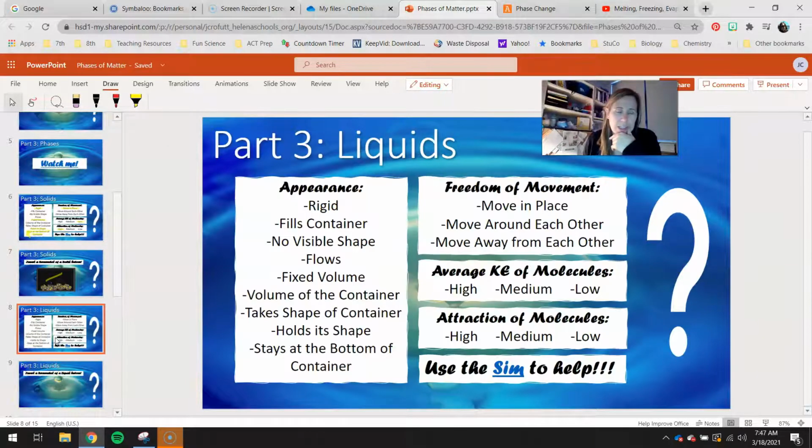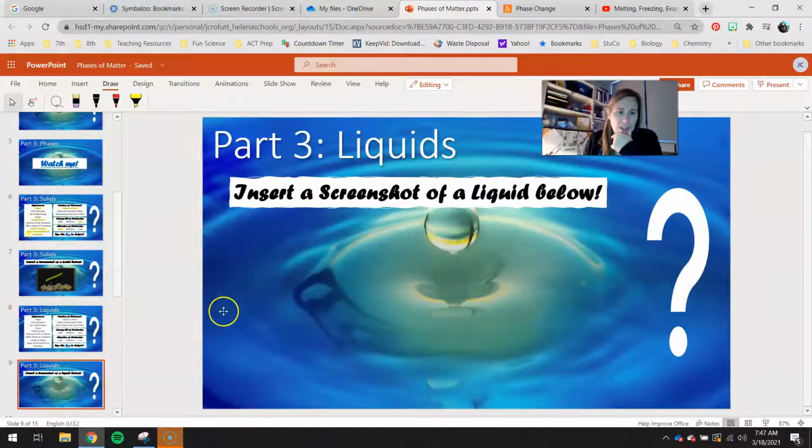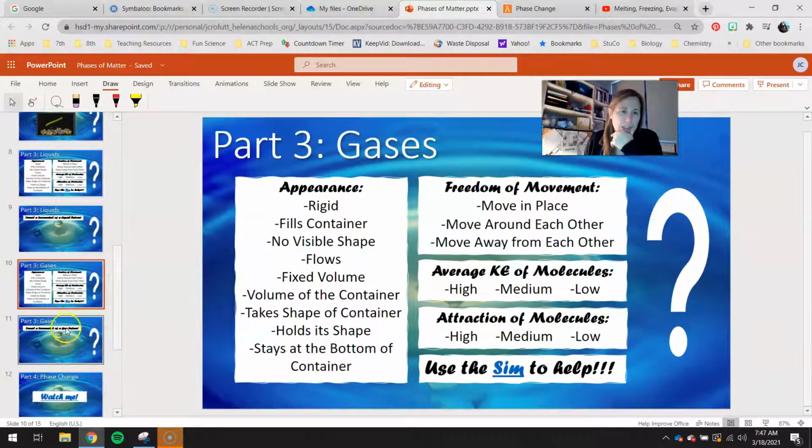Okay, so then again, you'll do the exact same thing for liquid. Fill out these using your draw tool. Insert a picture, and same for gases.